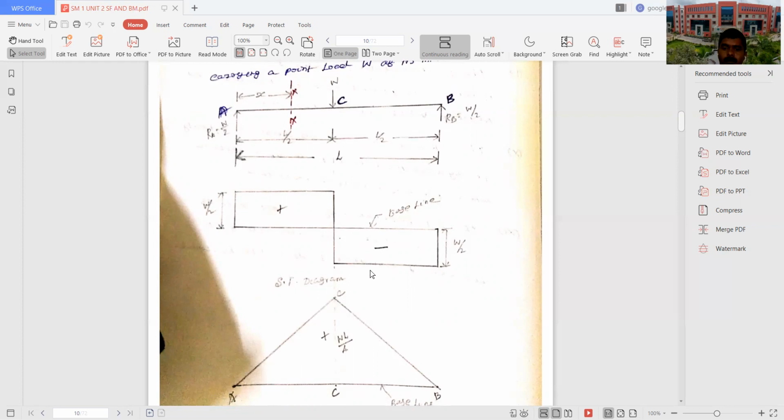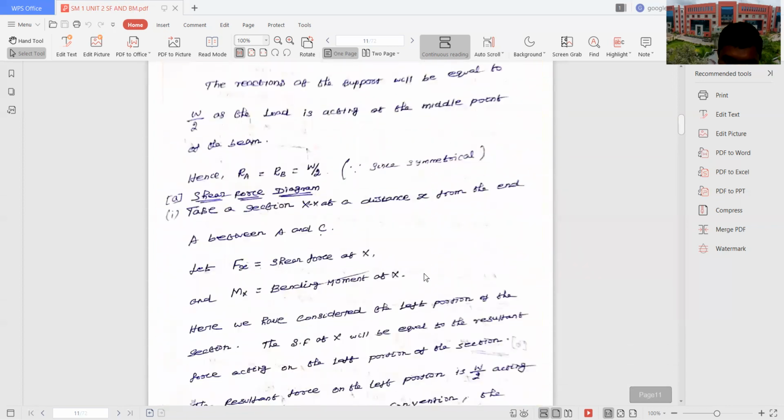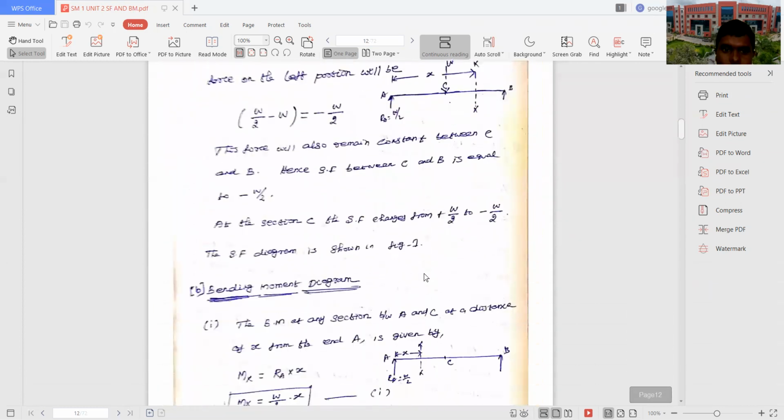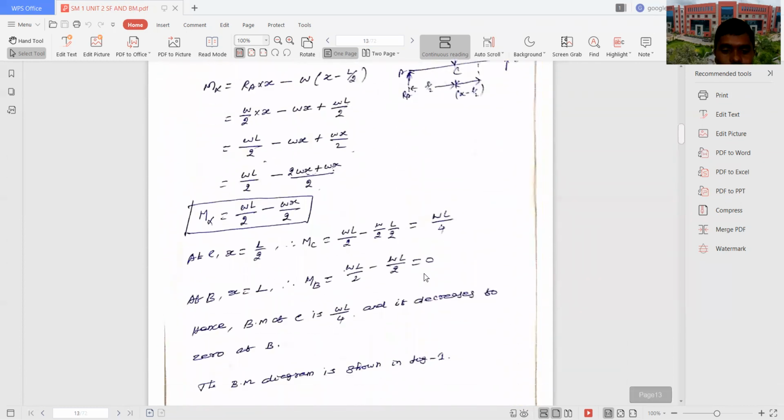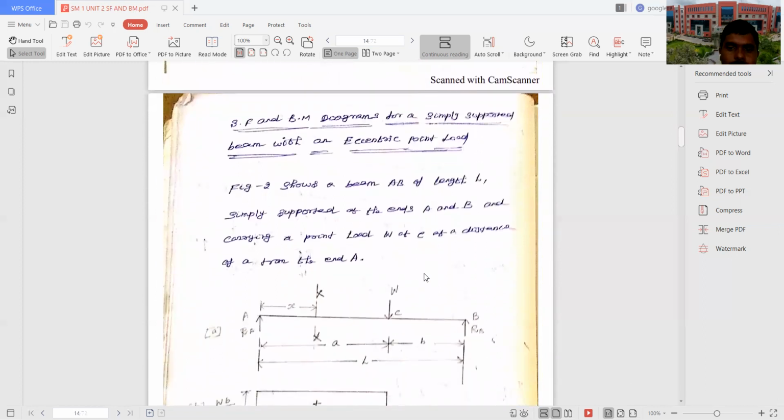So this is how you have to draw the shear force and the bending moment diagram for a simply supported beam subjected to the point load, concentrated load. Now we can see the shear force and bending moment diagram for a simply supported beam with an eccentric point load. SFD and BMD for a simply supported beam with an eccentric point load.